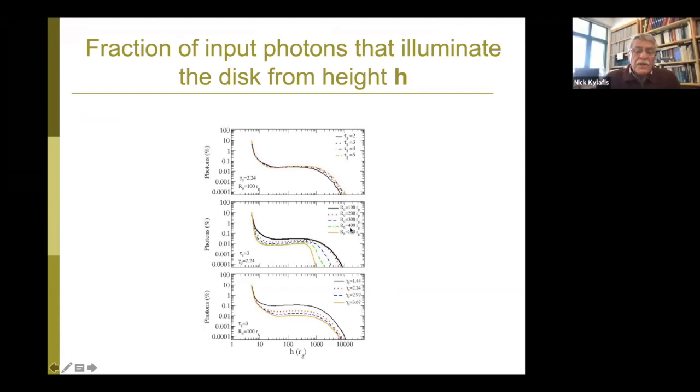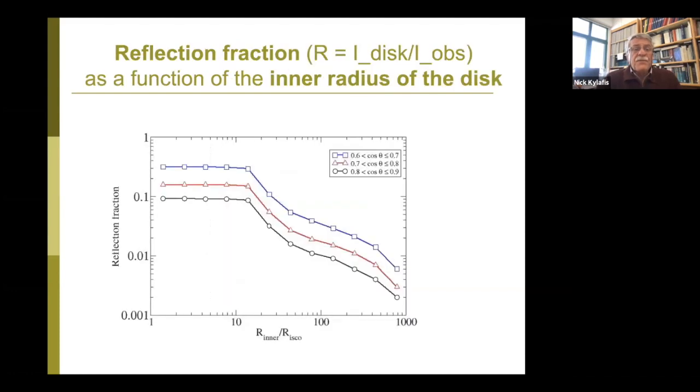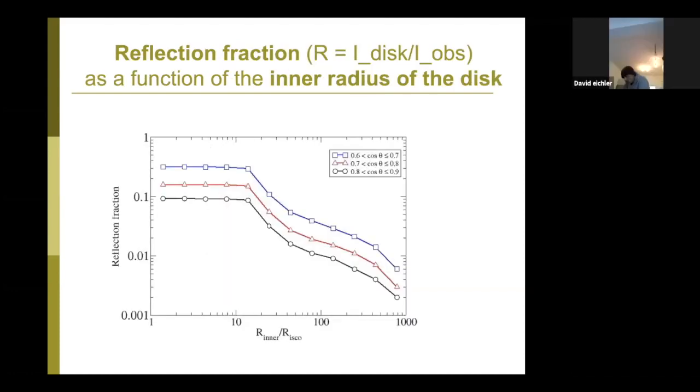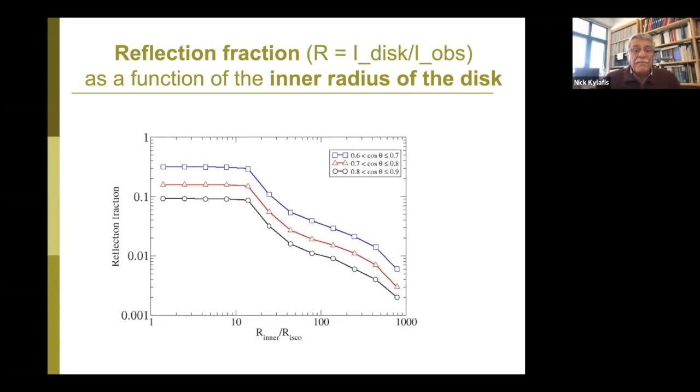Okay, so this is an investigation with radius. This is an investigation with gamma. Similar things, nothing different than what I discussed. And the last viewgraph is the reflection fraction. This is not what you think. Reflection fraction in our community is defined as the intensity that hits the disk divided by the intensity that comes to the observer.